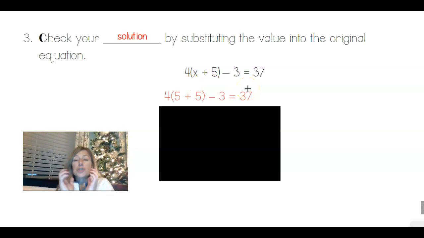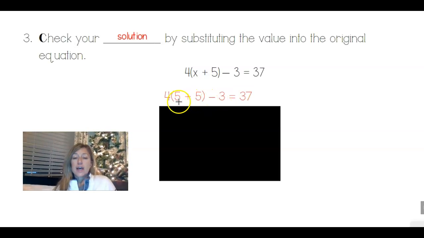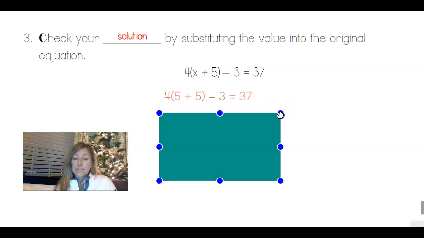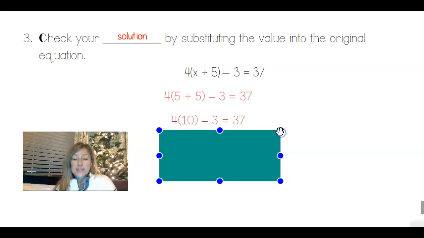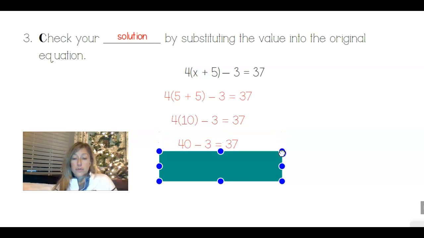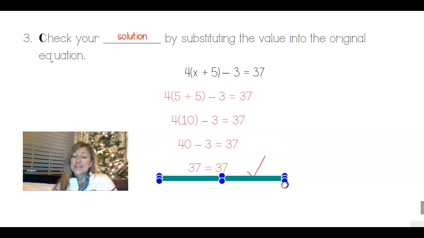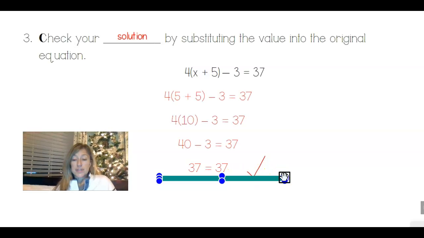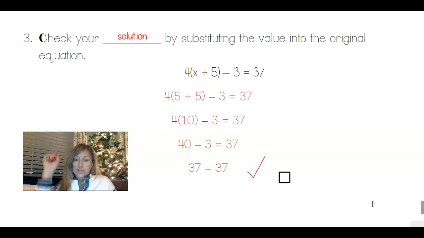Simplify everything as much as you can starting inside the parentheses. 5 plus 5 is 10. 4 times 10 minus 3 should be 37, but let's check. So 4 times 10 is 40, and 40 minus 3 is indeed 37. Remember how I showed you always have to show that last step. Does 37 equal 37? Yes, give it a check.